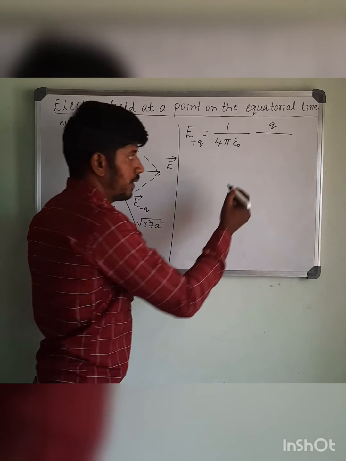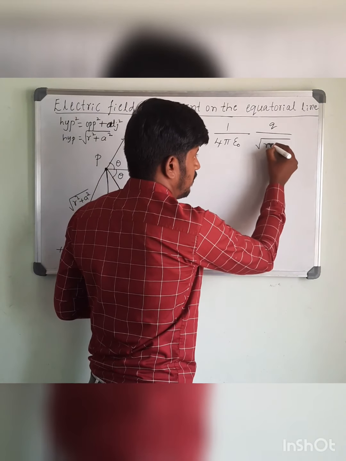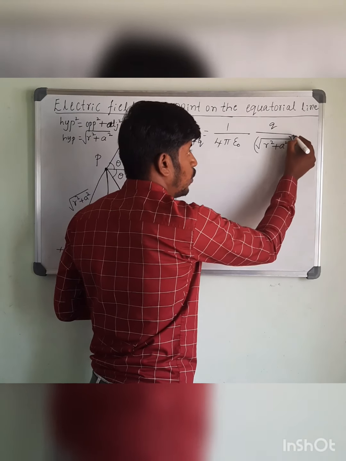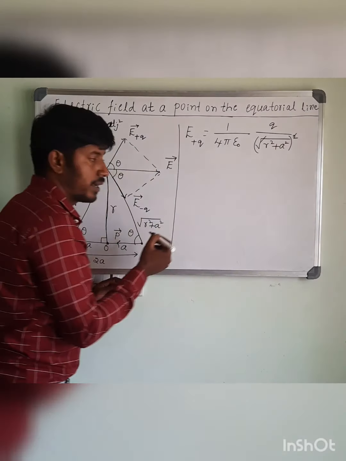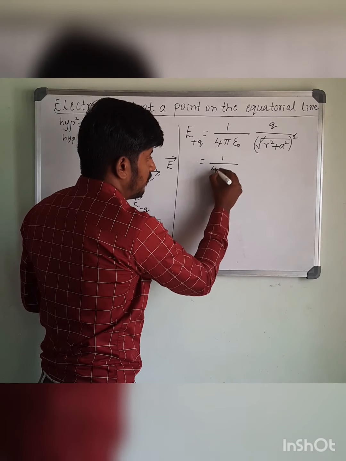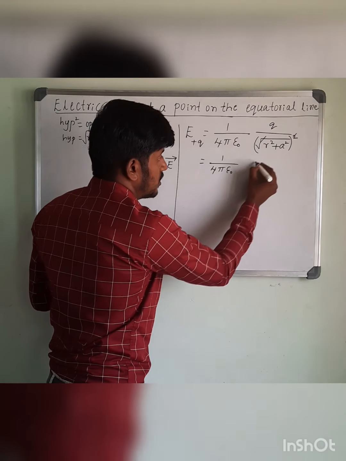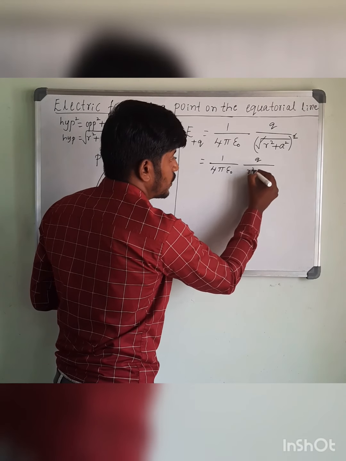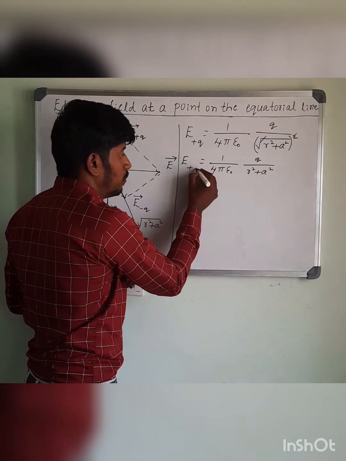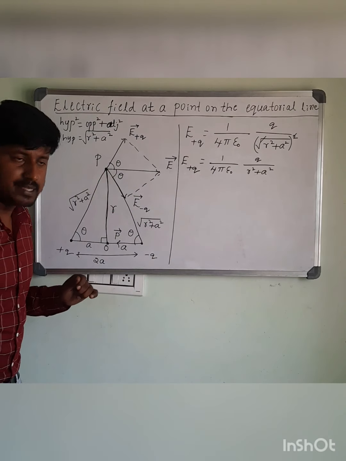And now q divided by distance square. The distance from the positive charge to point P is this much, into whole square. Square and root get cancelled. Therefore, that is equal to 1 divided by 4 pi epsilon naught, charge q divided by r square plus a square. This is the electric field due to the positive charge.